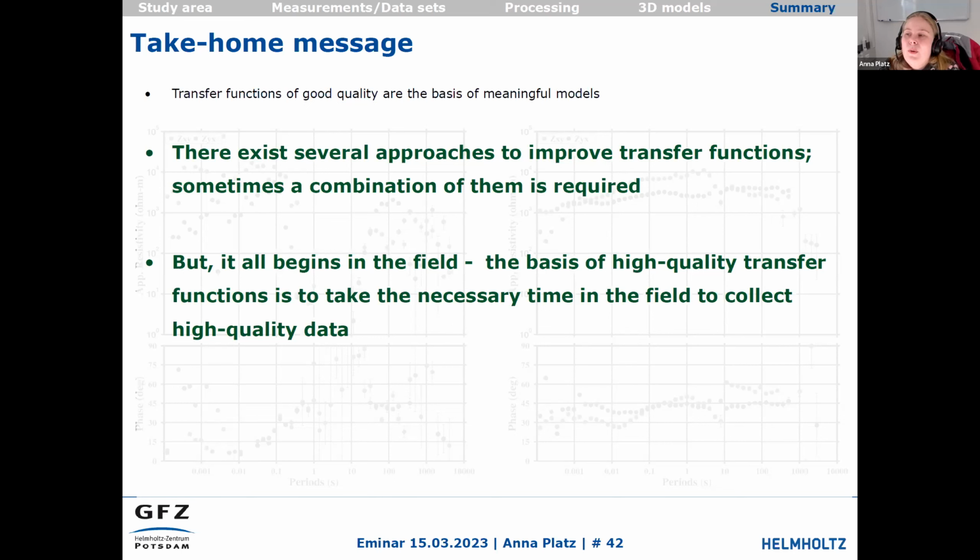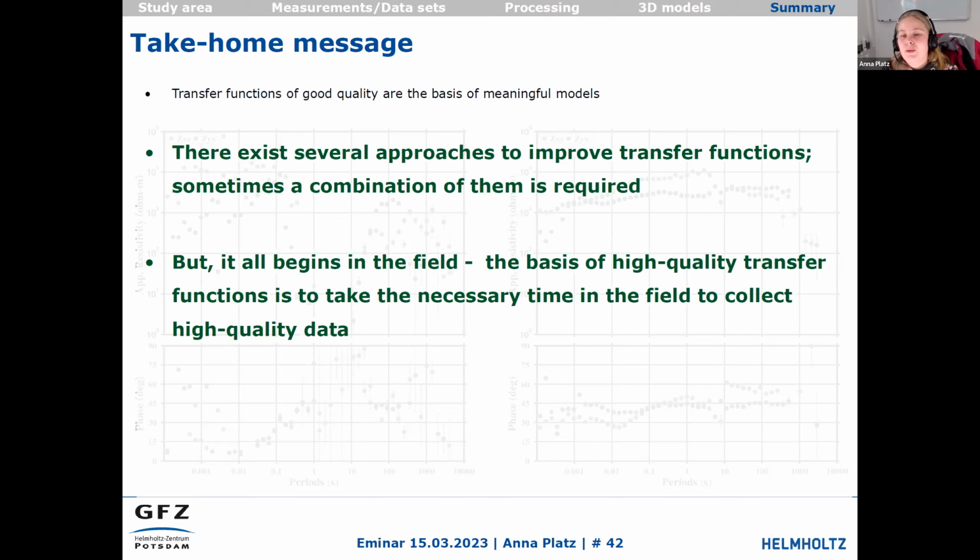But I think the most important point is to remember that all the work begins in the field. And if you really want to have high quality transfer functions, it is really important to collect high quality data. And this means that you really have to take your time in the field to collect data where the coils are properly working, where all cables are connected, and to avoid everything which we could not repair in the processing. Because we will have a lot of noise in most of our areas where we measure MT data, it would be enough to remove these and not also the noise which comes into our installation. So please be careful in the field and take your time to really collect high quality data.